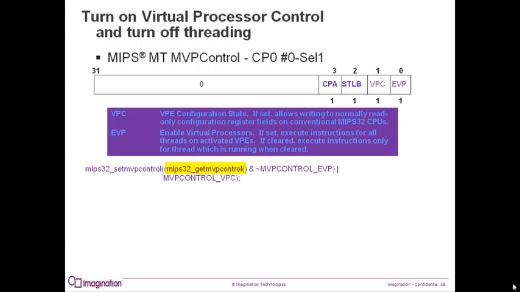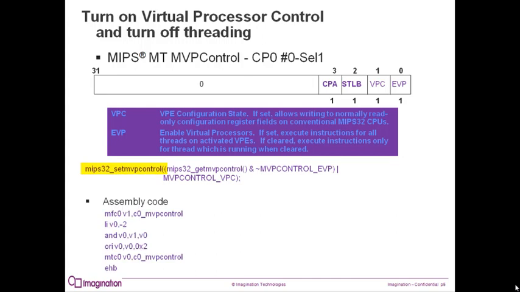The MIPS32 get MVP control macro reads the MVP control register. I clear the EVP bit using the MVP control EVP #define, and set the VPC bit using the MVP control VPC #define. Then I write this back using the MIPS32 set MVP control macro. Here is the assembly code.